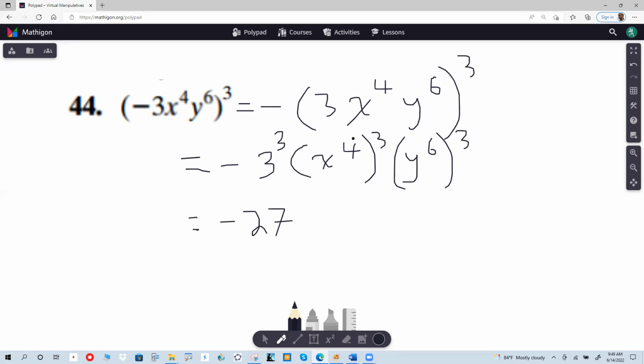Okay, x has these two powers. Remember, guys, we multiply them. So 3 times 4 is 12. Again, y has these two powers, 6 and 3. We multiply them. And that's our final answer. And do not forget the minus sign.